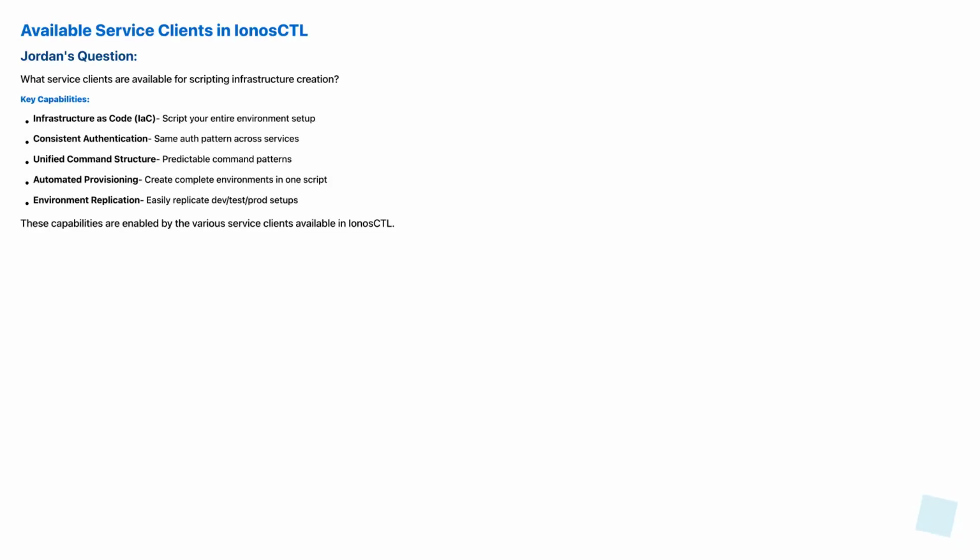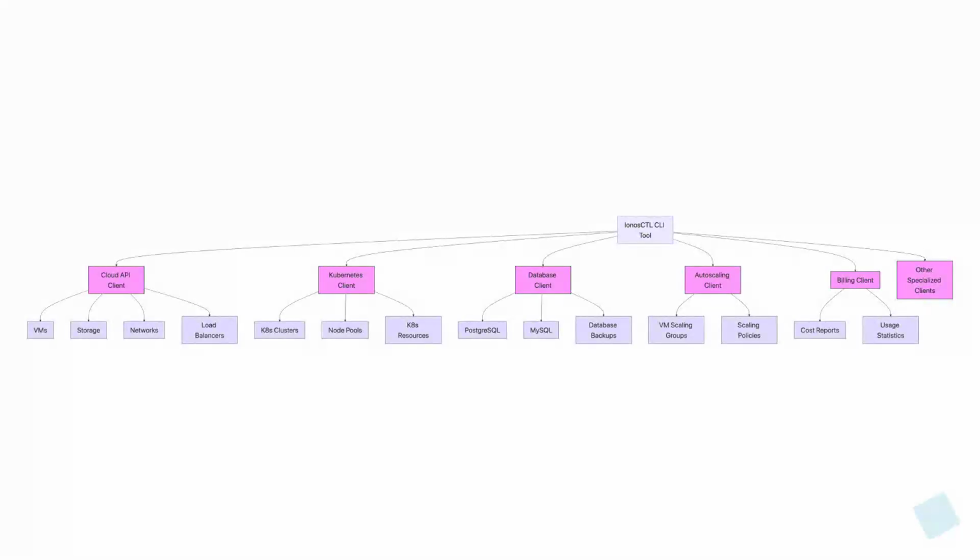That could save us time. And so what specific service clients are available in ionosctl? And how would this work when I'm, let's say, trying to script the creation of our entire infrastructure? There are several key service clients built in. You've got the Cloud API client for core resources like VMs, storage, and networks. There's the Kubernetes client specifically for managing K8s clusters. Then there's the Database as a Service client for PostgreSQL instances.